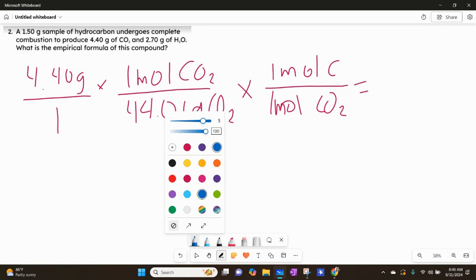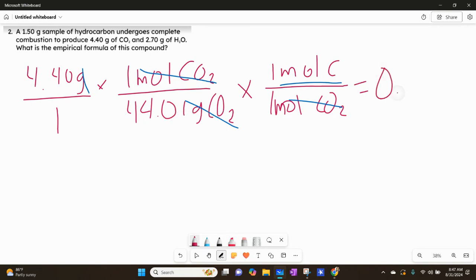let me back up a step here. Now we're going to cancel out stuff. We can cancel out our mole of carbon dioxide. We can cancel out our grams of carbon dioxide. So we're left with moles of carbon. That's how we know that when we divide, we get moles of carbon, which in this case would be 0.1009 moles of carbon.